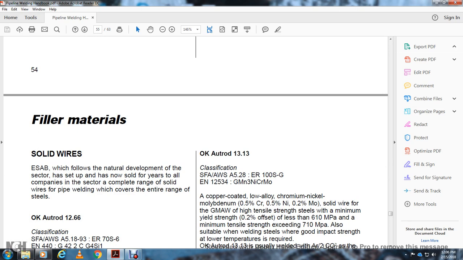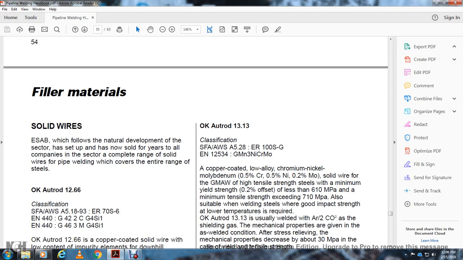Alright, filler materials, solid wires. ESAB has developed a range of solid wires for pipe welding, with natural development across the sector, that covers the range of steels. The OK Autrod 12.66, classification SFA AWS A5.18 ER70S-G, EN 440 G42 2 C G4Si1.